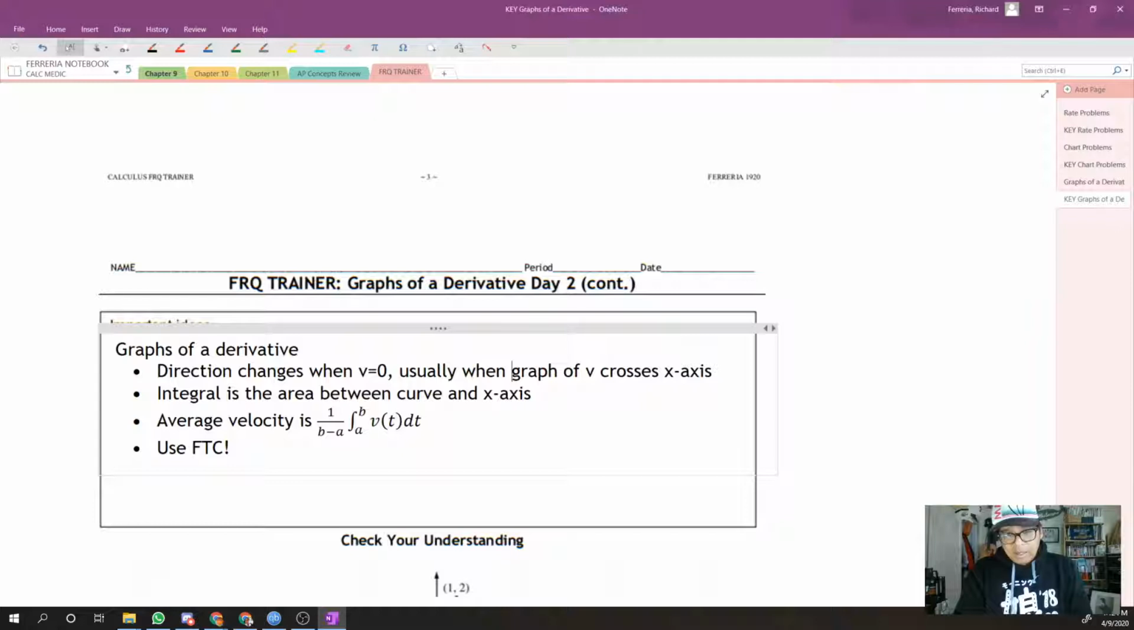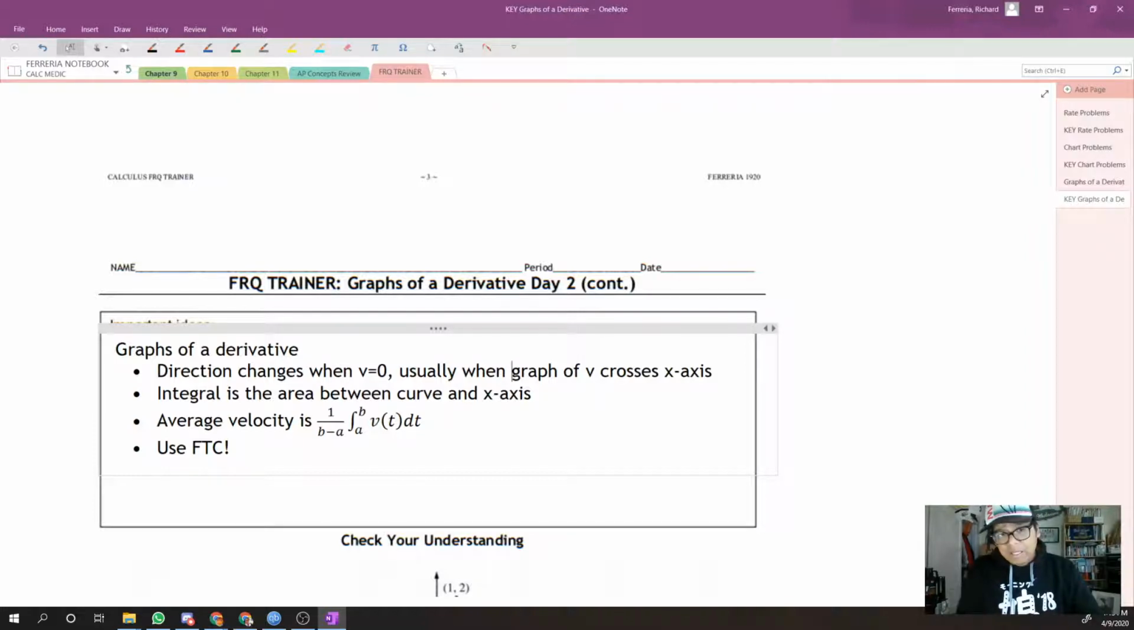Because it has happened before and it could happen this year. If you need to evaluate a definite integral, it's just going to be the area between the curve and the x-axis. Don't go overboard with your calculus here. You shouldn't have to do a whole lot of integration analytically. Most of the time, especially if you're given the graph, just find the integral with the area.